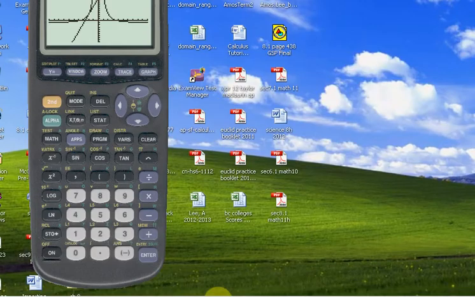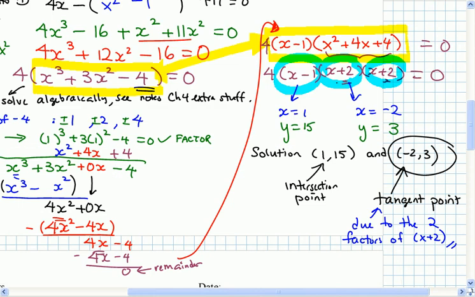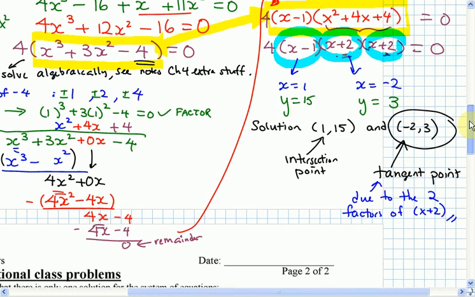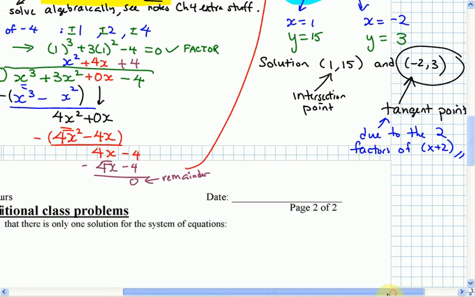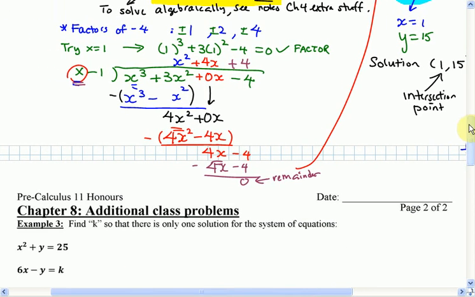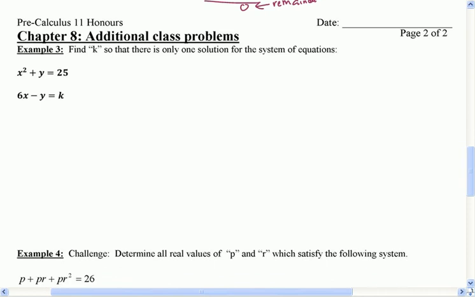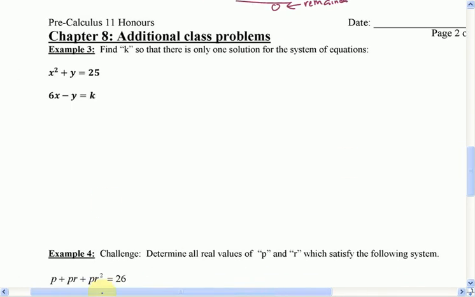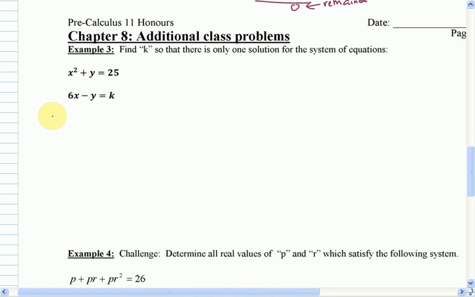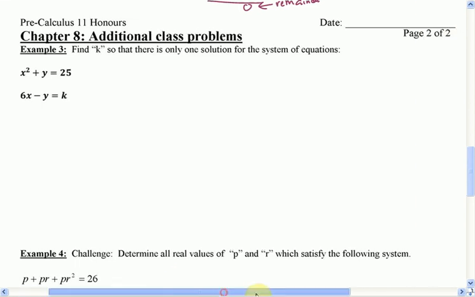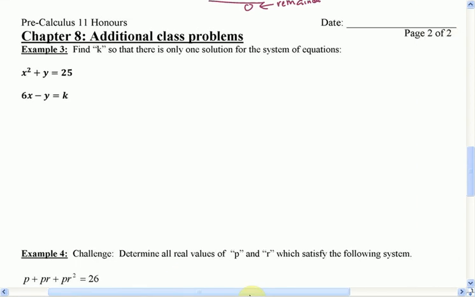All right, do you want to take a quick break first? No? Keep going? All right then, turn the page. Let's do this. By the way, these are fair game. 3 and 4 you should know how to do.